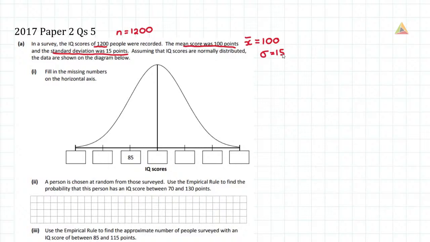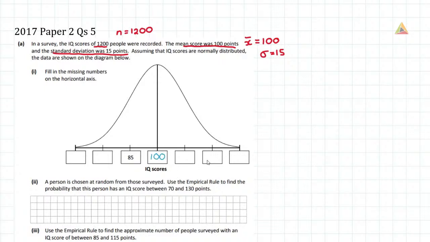And we're going to fill in the numbers on the axis underneath our IQ scores. So we can see that they filled in one for us already. We can see that 85 is filled in. The center one hasn't been filled in. So the center one, remember, is always going to be our mean. And here we're told that our mean is 100. So I'm going to fill in our 100 here.